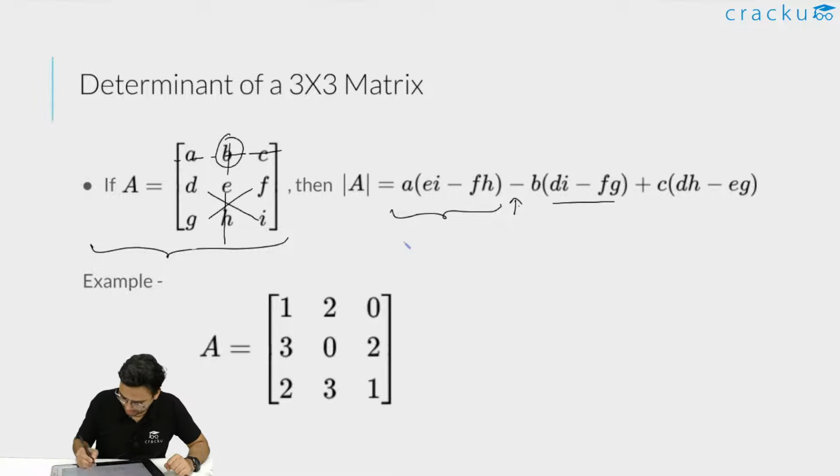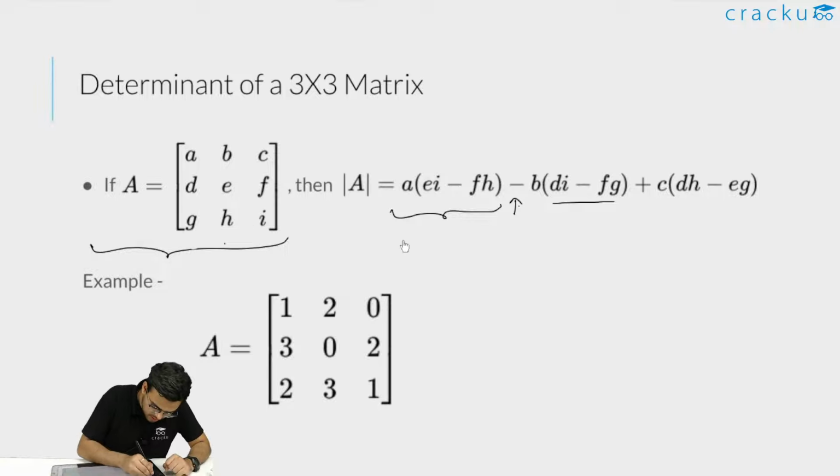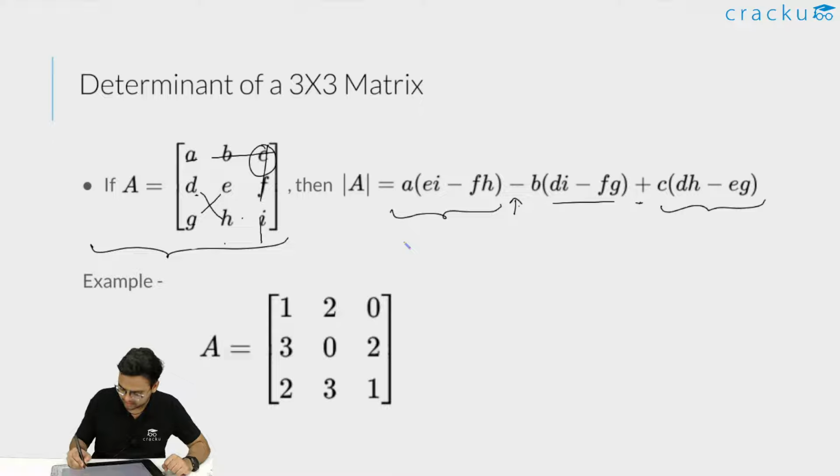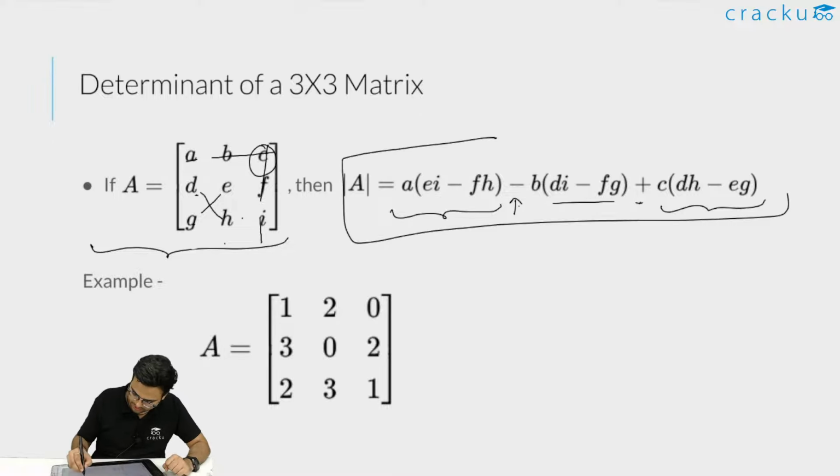So DI minus FG. Now for the first row and third column, 1 plus 3 is 4, so that will remain positive only. We'll take C, plus C into, now the first row and third column are removed. We are left with D, E, G and H. So this will be DH minus GE. So this is the determinant of A.